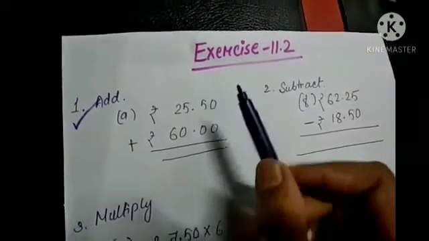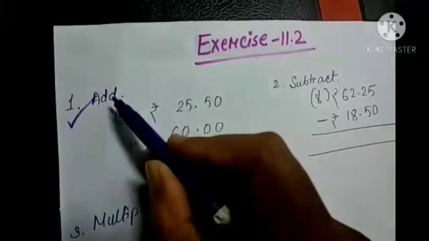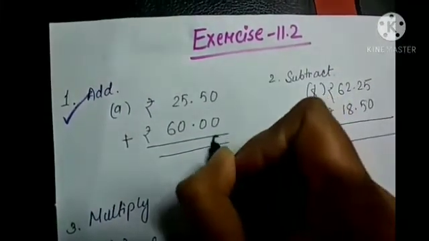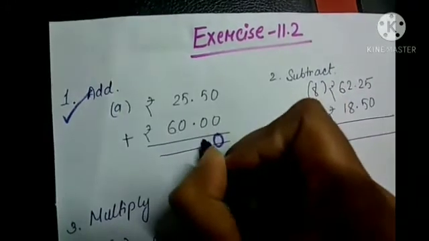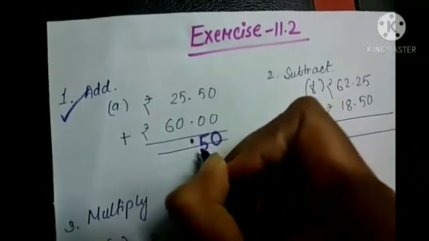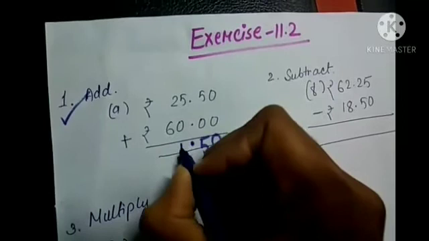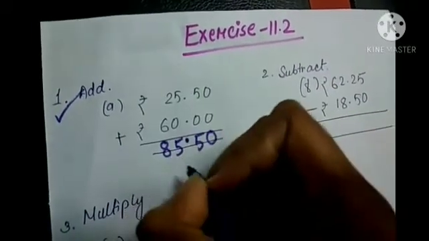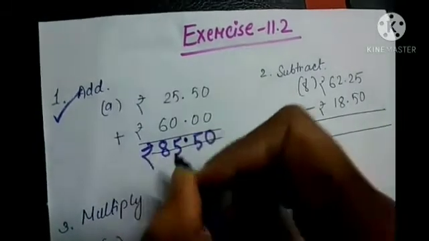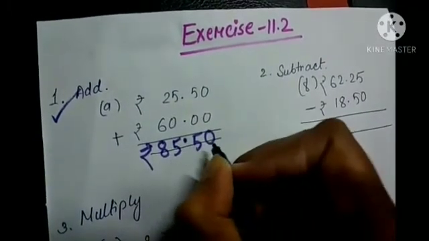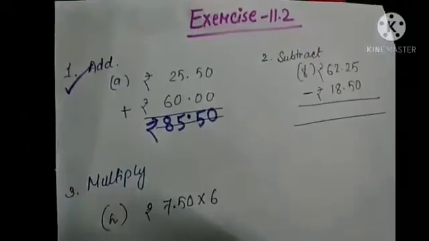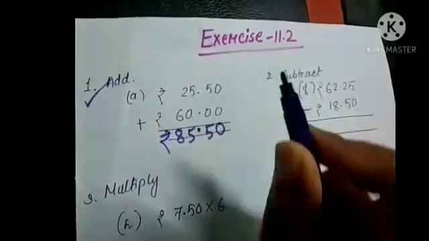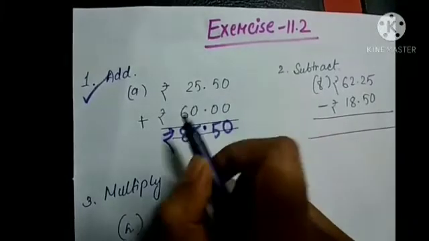Okay, so now let's start. Here we have to do addition. So 0 plus 0 will be 0. 5 plus 0 will be 5. Put the point in the point's place. 5 plus 0 will be 5, and 2 plus 6 will be 8, right? So this one will become 85.50. Okay, in this way you do the other numbers also, and always put the place values accordingly.